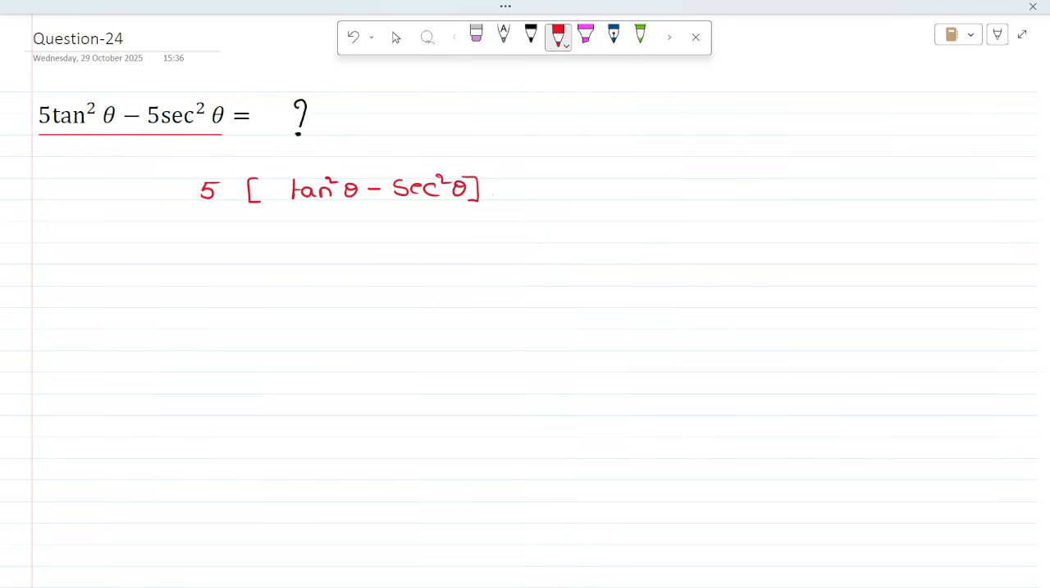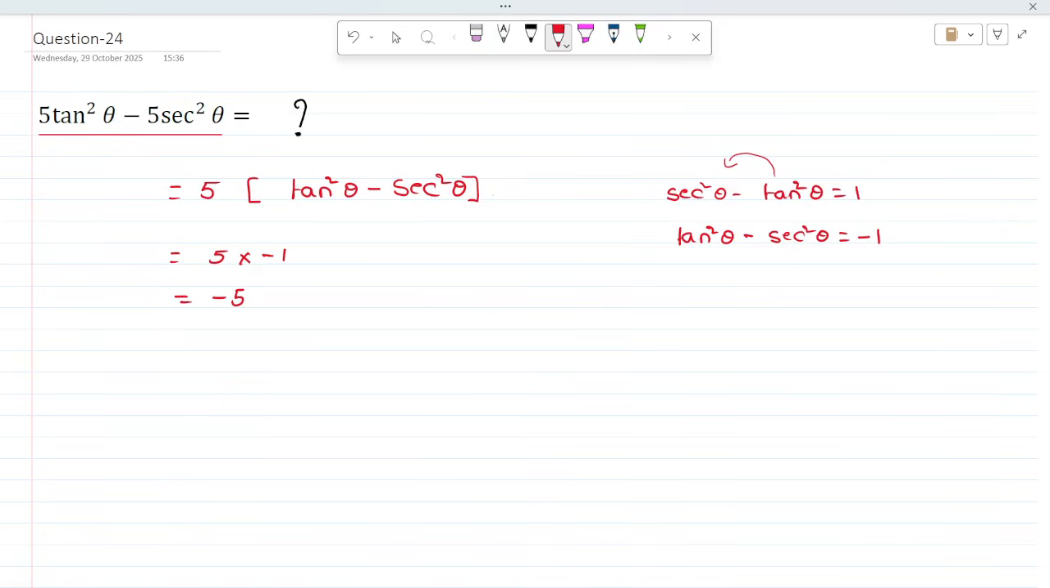I think there is one identity. What is that identity? Secant square theta minus tan square theta is equal to 1. Suppose if these two are reversed, then it will become tan square theta minus secant square theta is equal to minus 1. So your answer is going to be 5 into minus 1, which is equal to minus 5.